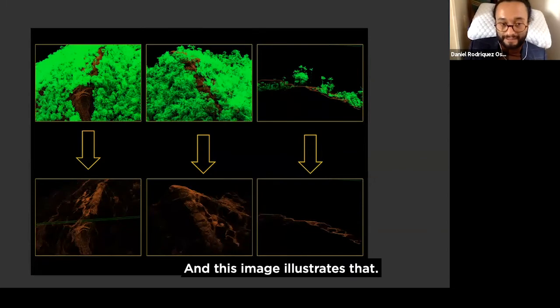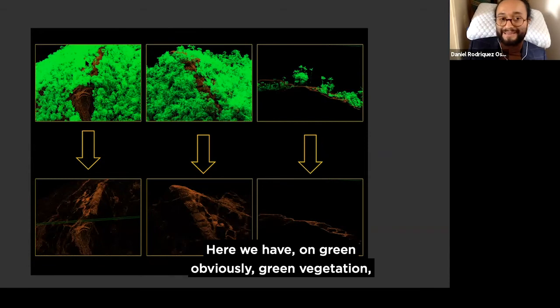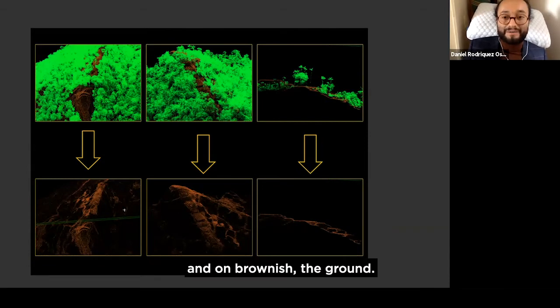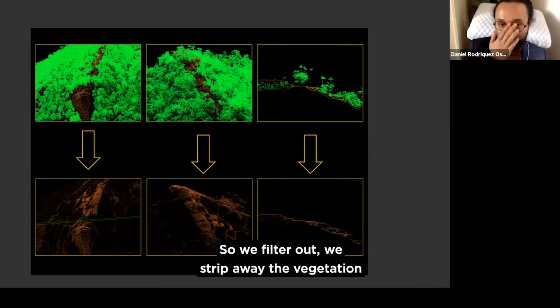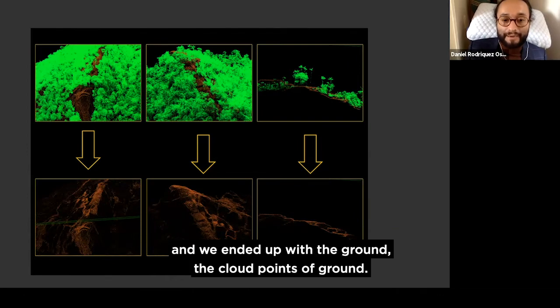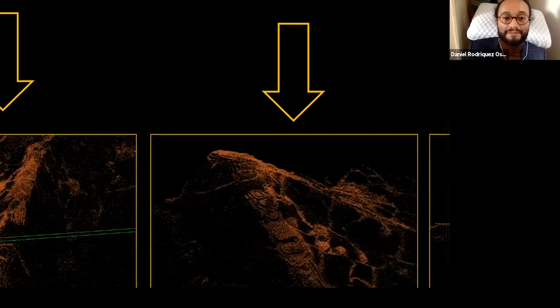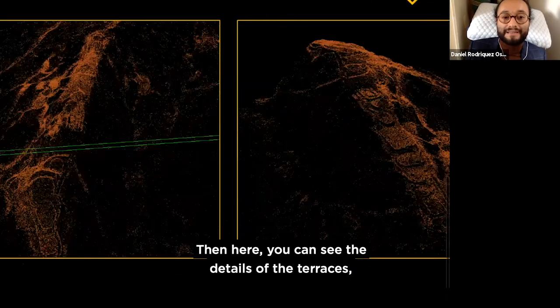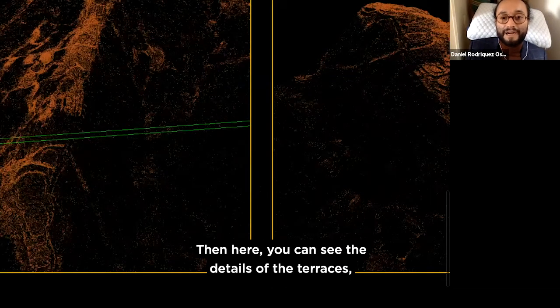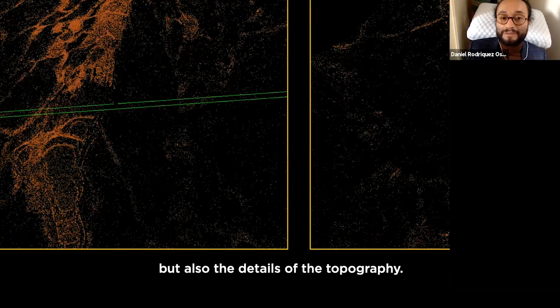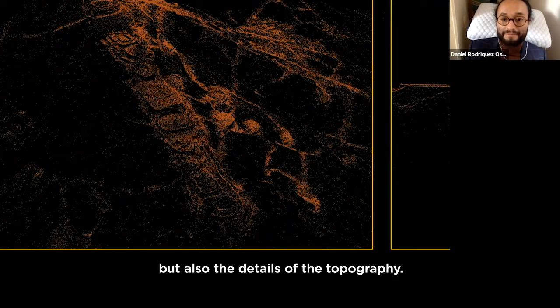And this image illustrates that. Here we have in green, obviously, the vegetation, and in brownish, the ground. So we filter out, we strip away the vegetation, and we end up with the ground, the cloud points of the ground. Then here you can see the details of the terraces, but also the details of the topography.